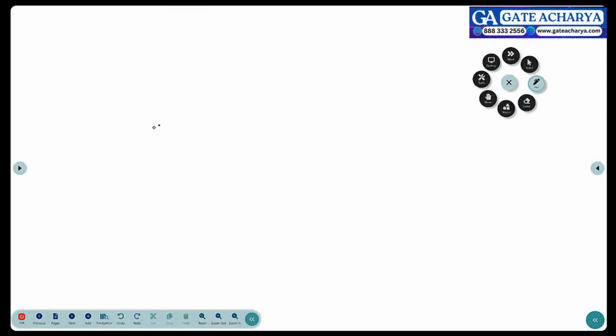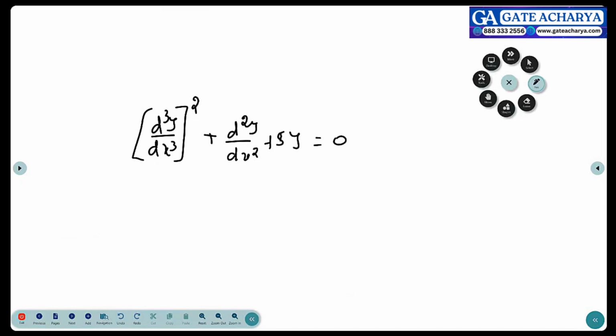So identify this one: (d cube y by dx cube) the whole power 2 plus d square y by dx square plus 5y is equal to 0. What is this? How do you define this differential equation? Third order. Non-linear. Why is it non-linear? The power is 2. If the power is 1, then it is linear, otherwise non-linear. Third order, non-linear, homogeneous, ordinary differential equation.